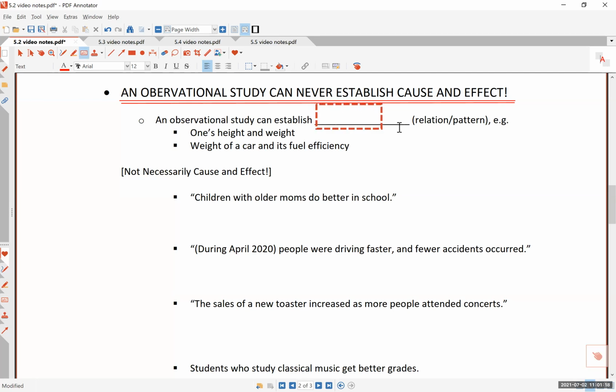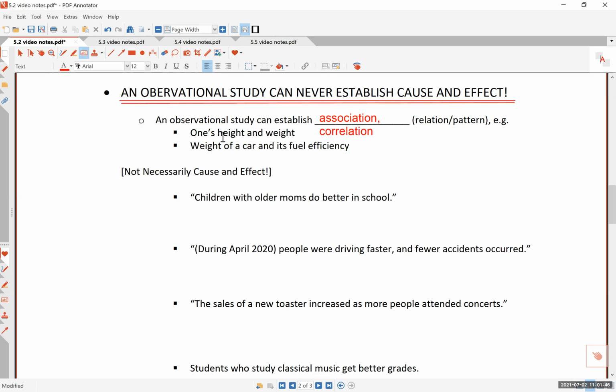An observational study can establish association, correlation. A correlation is just the fact that two factors are related to each other. Okay, so an observational study can establish that, hey, this and this are related to each other, or as one increases, so does the other. So this is like a relation or a pattern.